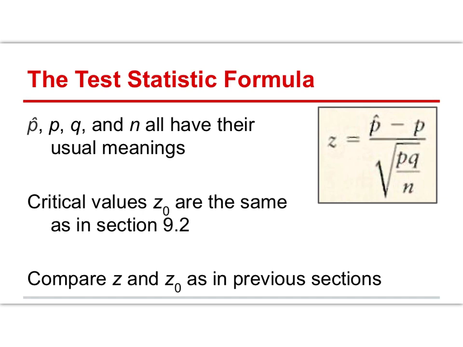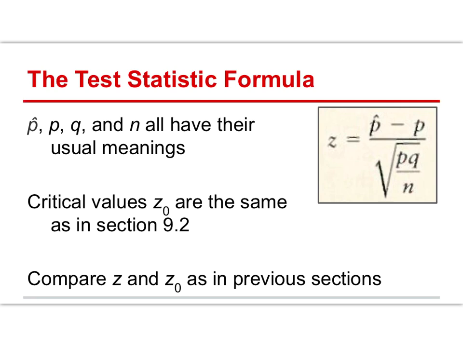The test statistic formula that we use, we're back to z, with a z formula with p hat and p. It's the same formula that we've used before. The numerator is p hat minus p, and the denominator is the square root of pq over n. P hat, p, q, n, they all have the same meanings that we've seen them before.